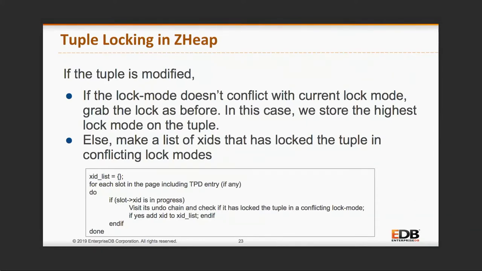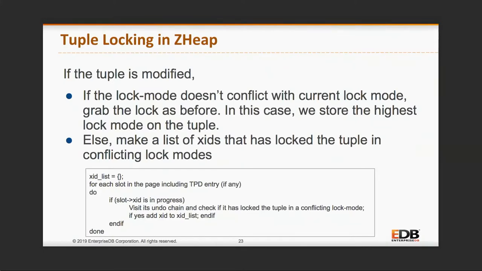This is the algorithm that we follow to make the list of conflicting XIDs. We traverse all the slots in the page. We find the in-progress transactions from the page, and we go to the undo chain of each and find the lock mode; if it conflicts with ours, we collect that XID.